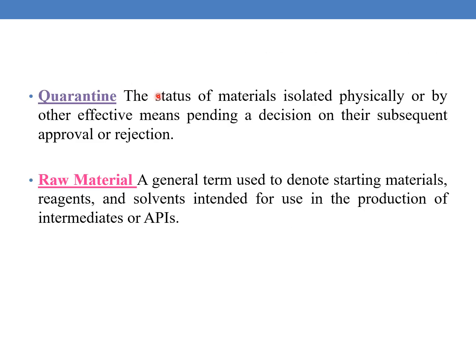So what is quarantine? The status of materials isolated physically or by other effective means pending a decision on their subsequent approval or rejection is considered as quarantine. Coming to raw material, a general term used to denote starting materials, reagents, solvents intended to use in the production of intermediates or APIs.